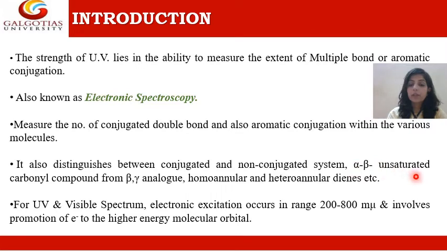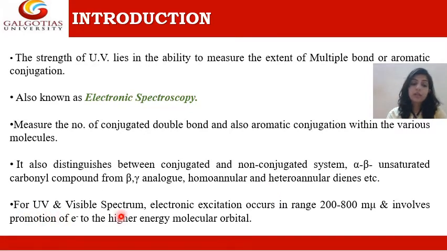Next, we can differentiate alpha beta unsaturated carbonyl compounds from their beta gamma analogs, as well as differentiate between two dienes, that is homoannular and heteroannular dienes. And what are these? These we will discuss later on when we discuss the Woodward-Fieser rule.